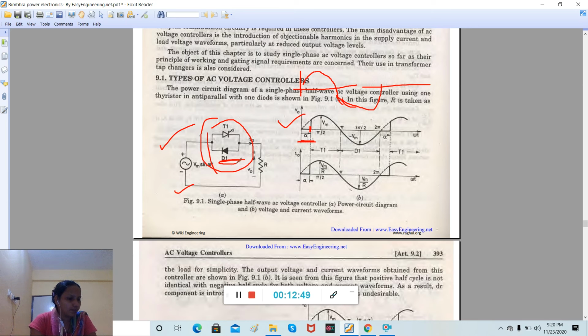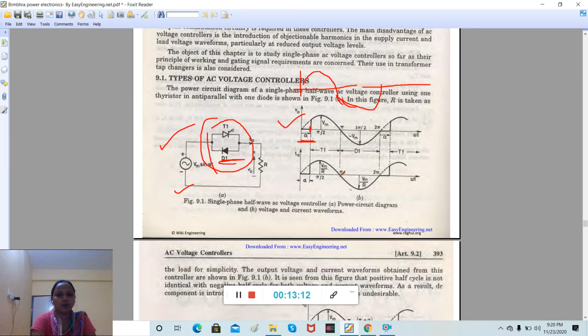So here only the positive half cycle can be controlled. For the negative half cycle, diode D1 becomes forward biased. Therefore, D1 conducts from omega t equal to pi to 2 pi. That's why this is the output voltage waveform during the negative half cycle when D1 is turned on.